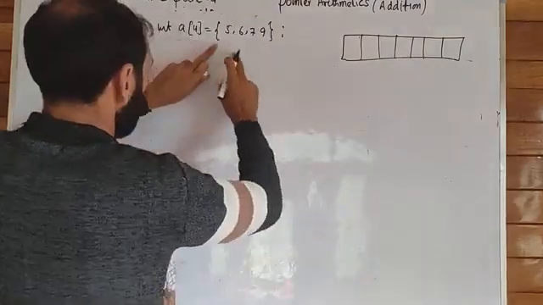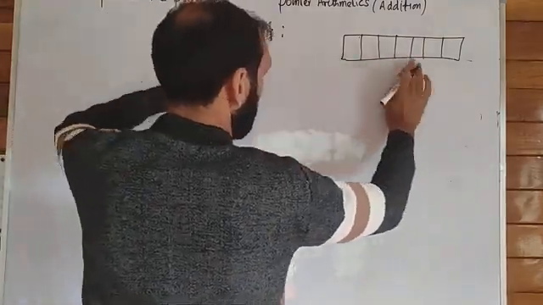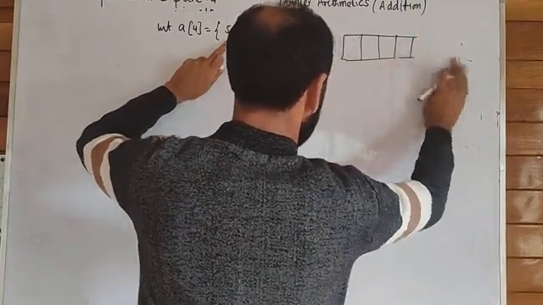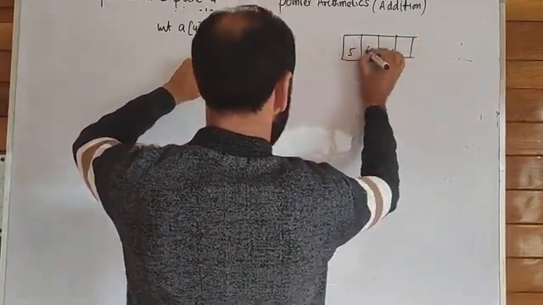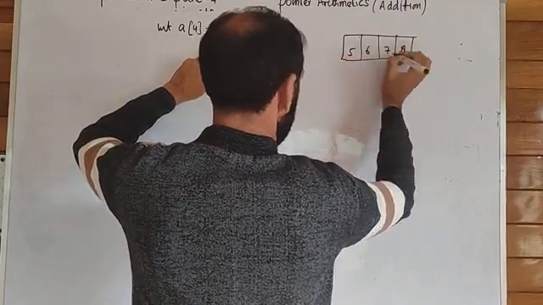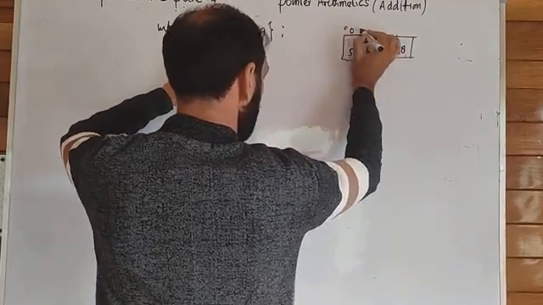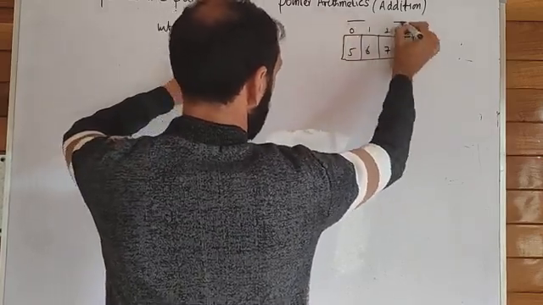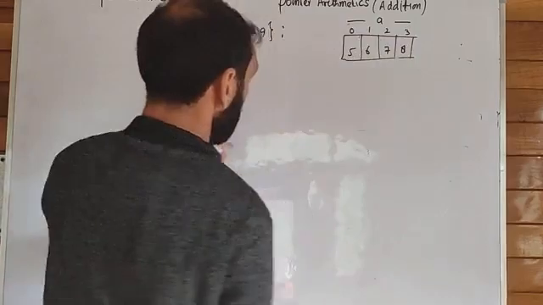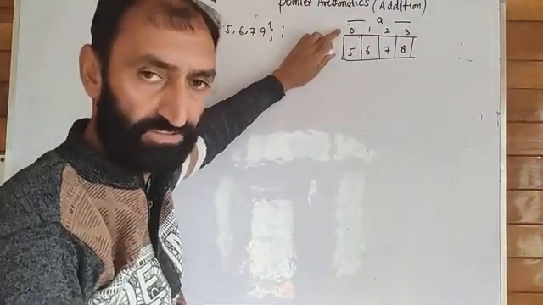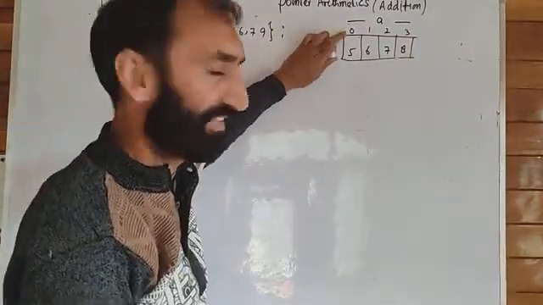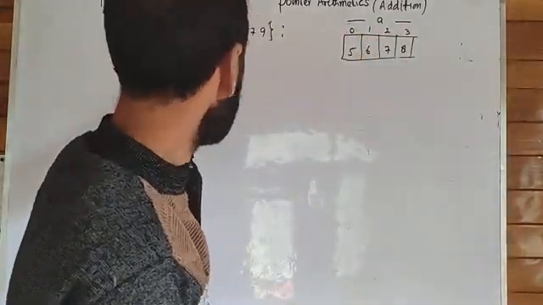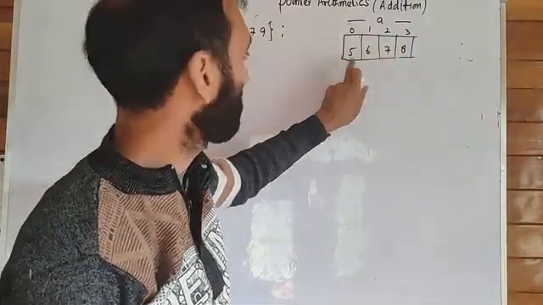Consider an array with values 5, 6, 7, 8 and indices 0, 1, 2, 3. The name of this array is A. We have already discussed arrays. In arrays, the index starts from 0 to n minus 1, because the size of this array is 4, and 4 minus 1 is 3. And these are the values.